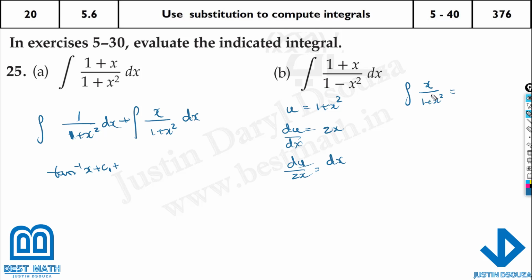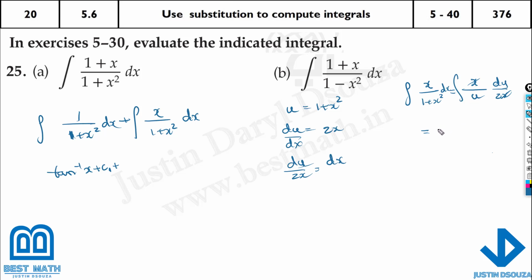Here we have x by 1 plus x squared, and we have assumed many things. The x in the numerator, that's a very important thing. The denominator is u, and dx will be du by 2x. Cancel the x's. So over here, what is remaining exactly? The integral is there here as well.